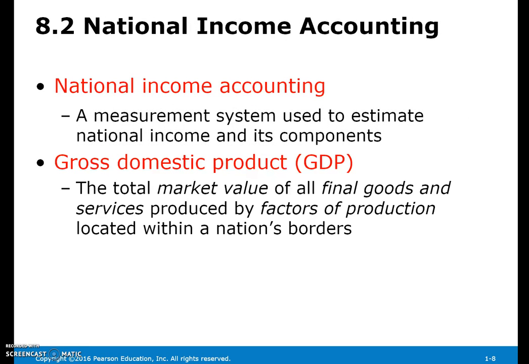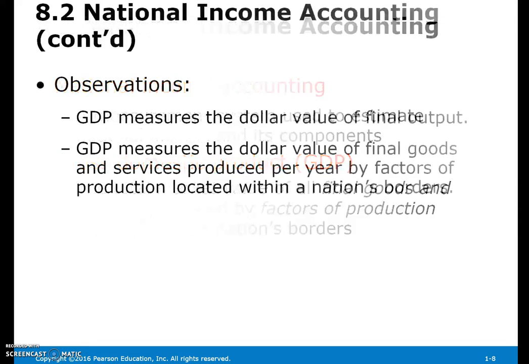So national income accounting. Now we can talk about how GDP is calculated. National income accounting is just a measurement system used to estimate national income and its components. Gross domestic product, or GDP, is the total market value of all final goods and services produced by factors of production located within a nation's borders.